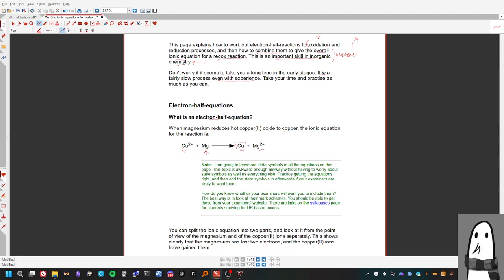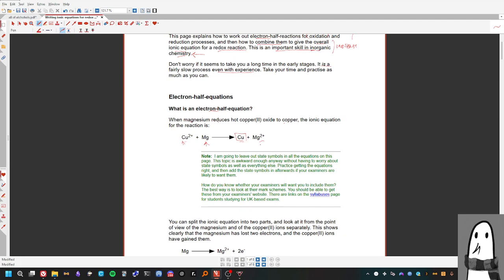When Mg reduces hot copper oxide into copper, we're saying that Mg is the reducing agent, and copper is getting reduced. I'm going to leave out the state symbols because it's awkward enough without having to worry about them. Practice those equations first and then add the state symbols.